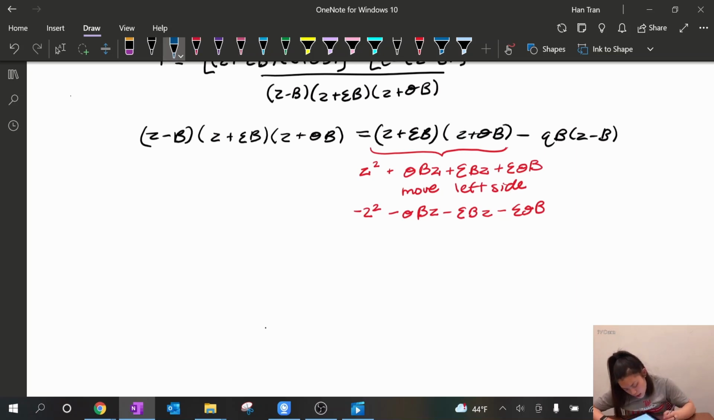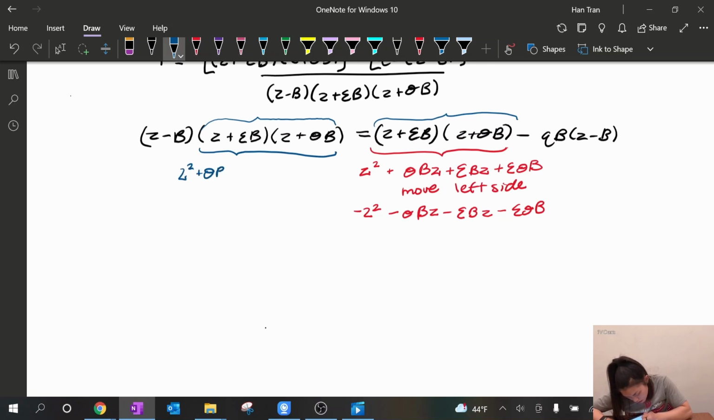Now we can see if we move over to this group here that these two groups match these two groups. So we already know that this is going to equal compressibility factor squared plus sigma beta times compressibility factor plus epsilon times beta times compressibility factor plus epsilon times sigma times beta. Now the reason we don't use the negated negative values is because this is remaining on the right side, so we haven't moved it anywhere, so it's going to remain positive.